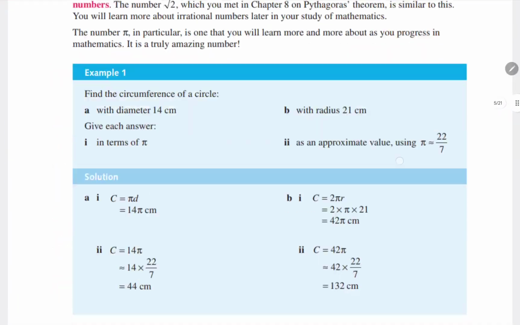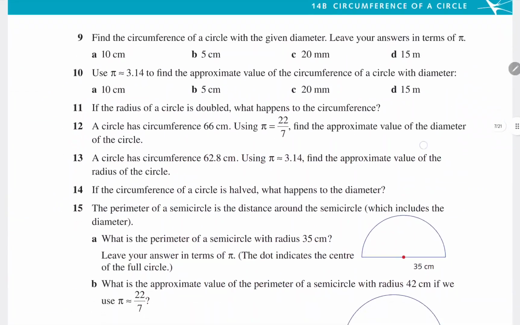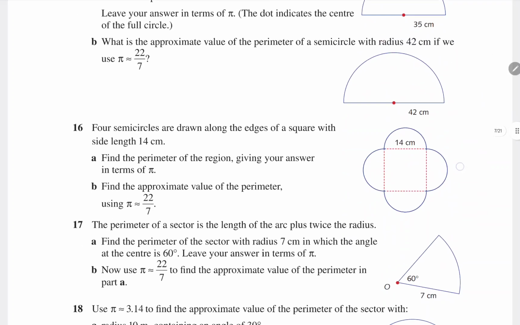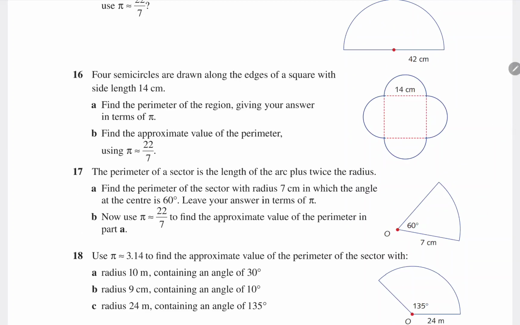For example, question 16. Let's say this question 16 here. 4 semicircles are drawn along the edges of a square with side length 14. Find the perimeter of the region, giving your answer in terms of pi. How do you think I'm going to do this question?